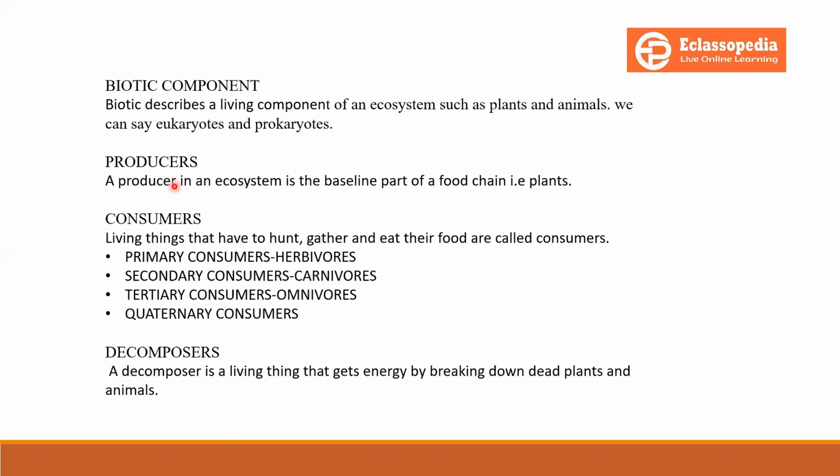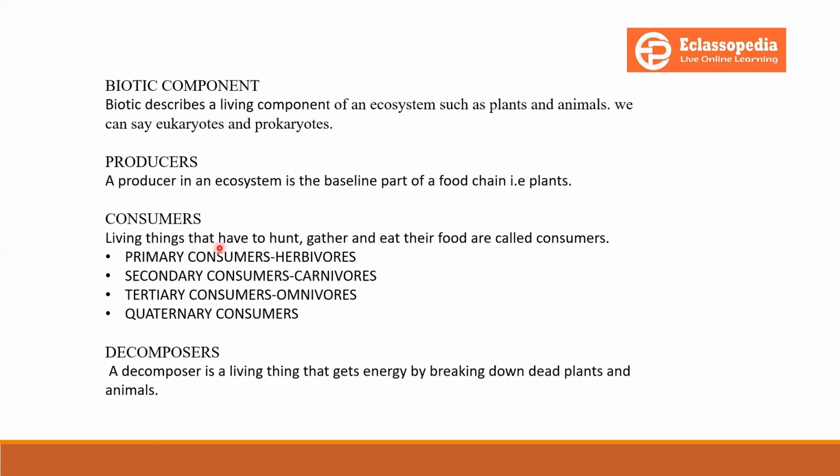Now here in this ecosystem, biotic components refer to all life of an ecosystem. Based on nutrition, biotic components can be categorized into autotrophs, heterotrophs, or you can say decomposers. Now, first of all, we have producers. What is a producer in an ecosystem? A producer in an ecosystem is the baseline part of the food chain, that is plants. Plants get food by the process of photosynthesis. So they produce food through photosynthesis, and consequently all organisms higher on the food chain rely on producers.